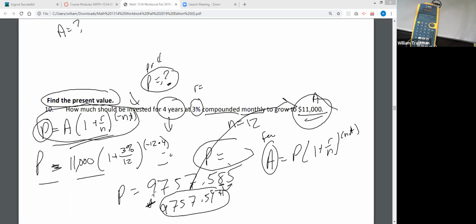Okay, it's really important when you read these questions to understand, am I looking for A or am I looking for P? Am I looking for the present, how much money I'm putting in the bank now, or how much money I'm going to have in the bank in the future? You know that A is how much it's going to be in the future. P is now, present.